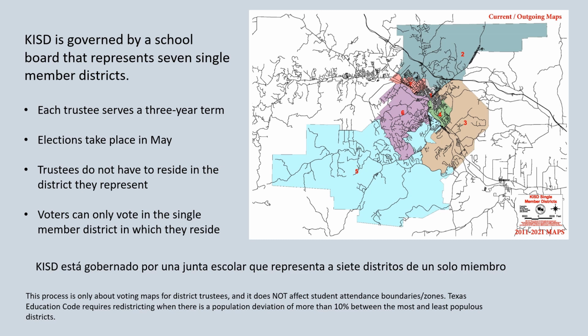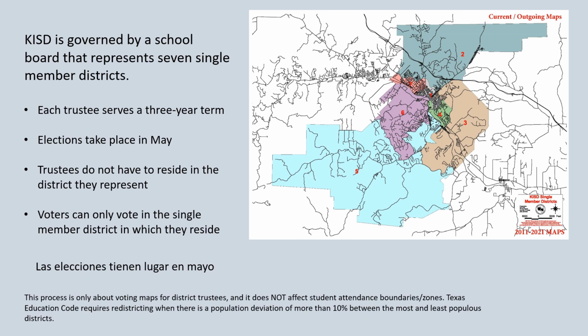KISD is governed by a school board that represents 7 single member districts. Each trustee serves a 3-year term. Elections take place in May. Trustees do not have to reside in the district they represent. Voters can only vote in the single member district in which they reside.